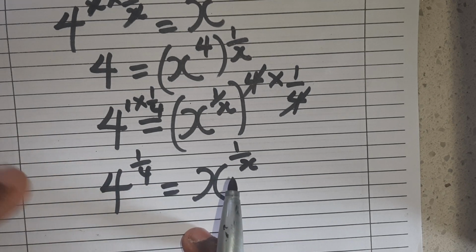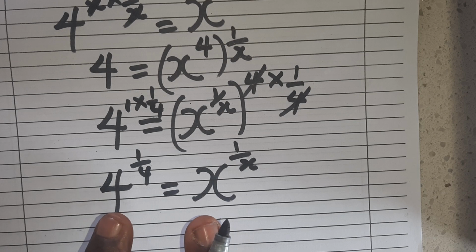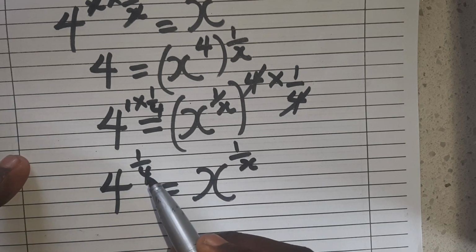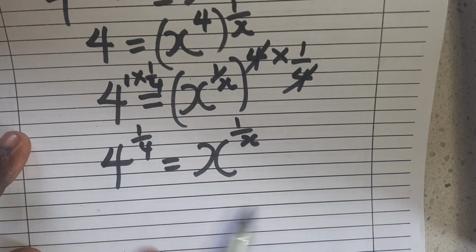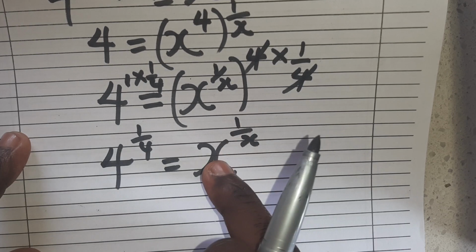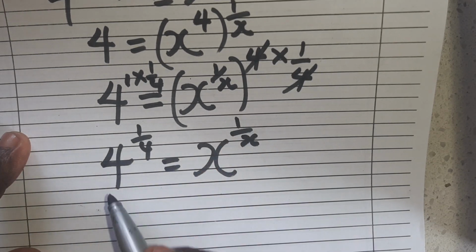In this case, we can now equate corresponding terms. The bases are corresponding and the powers are corresponding. So I can equate the power, which is 1 over 4 equals 1 over x, since we now know that left hand side and right hand side are exactly the same, both the power and the base. So 1 over 4 equals 1 over x.